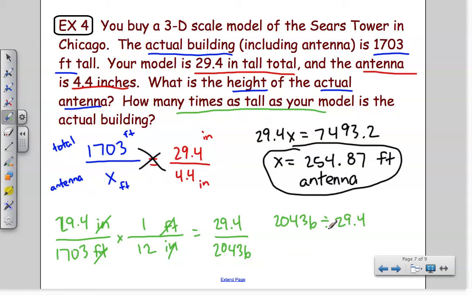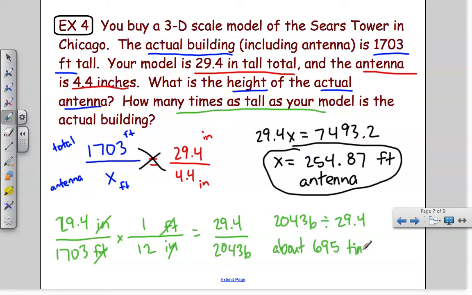Let's see here. Whew. Huge number. It is a decimal, so I'm going to say about 695 times larger. That's how many times greater the actual Sears Tower is than my model. But it kind of makes sense. That's one of the tallest buildings. Obviously, my model didn't even come close. So we're using proportions here to apply to real life.